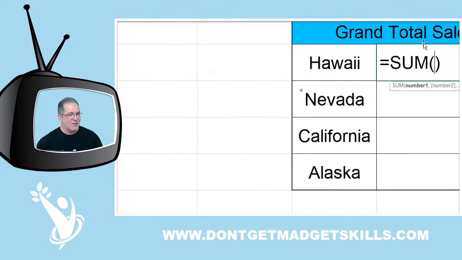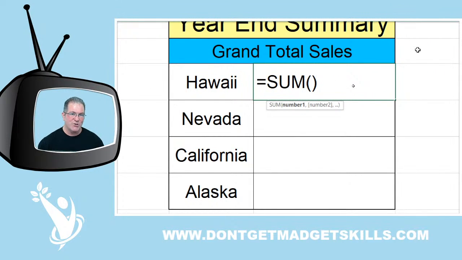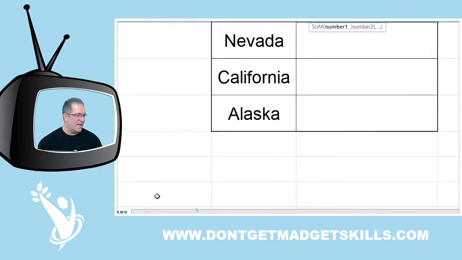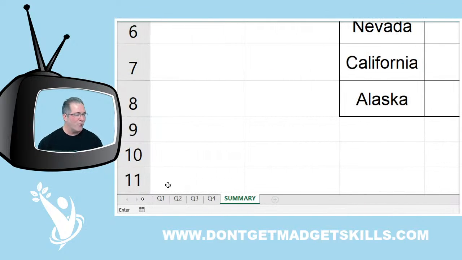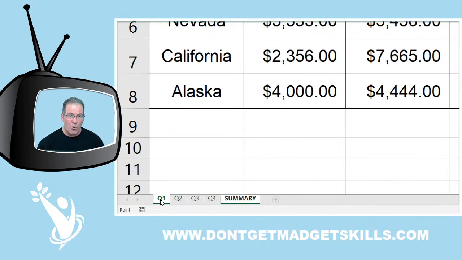Let me back it up a second. We started out where we want our answer to go, in the cell for Hawaii in the summary sheet. I put in the sum function using the Alt equal. Now we're going to go ahead and group Q1 through Q4. So I click on Q1, hold down the Shift key, and then press on Q4. Now what we've done is we've grouped Q1 through Q4. And when you're in a group, whatever you do in any one cell takes place in the exact same spot in every single sheet within that group.